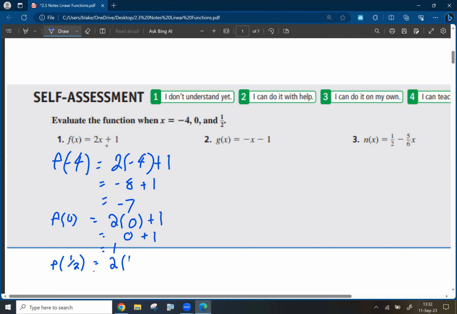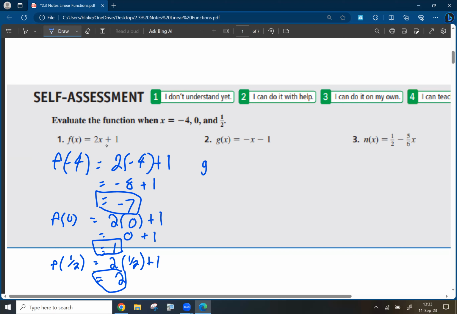So 2 times 1/2 plus 1. 2 times 1/2 is 1, and then 1 plus 1 is 2. So the outcome there is 2. So my three answers are these numbers here, -7, 1, and 2. And we're doing that for the other functions as well.